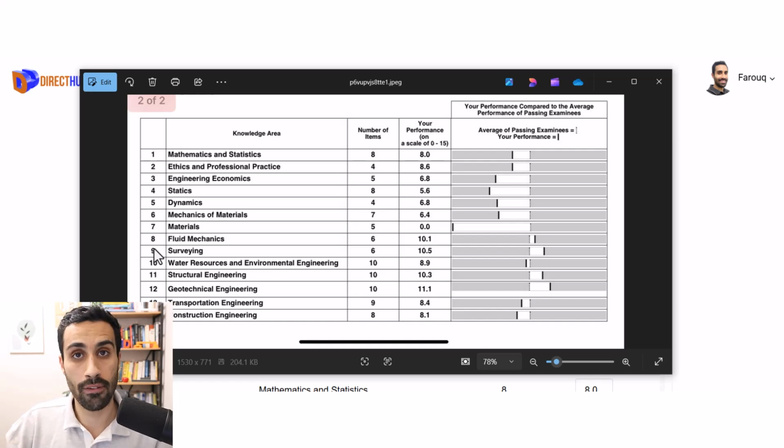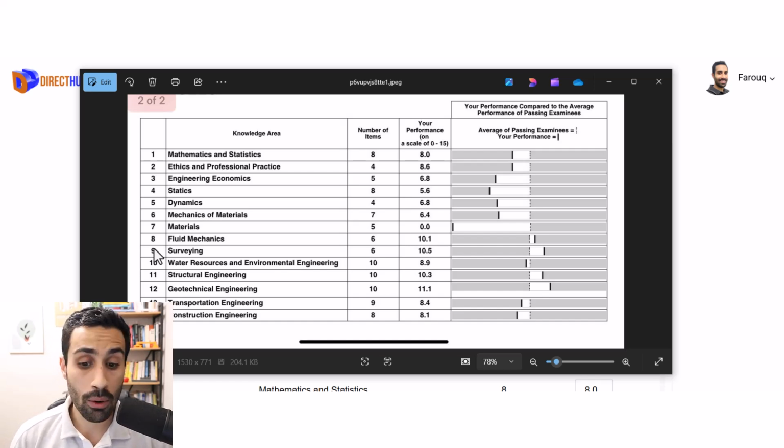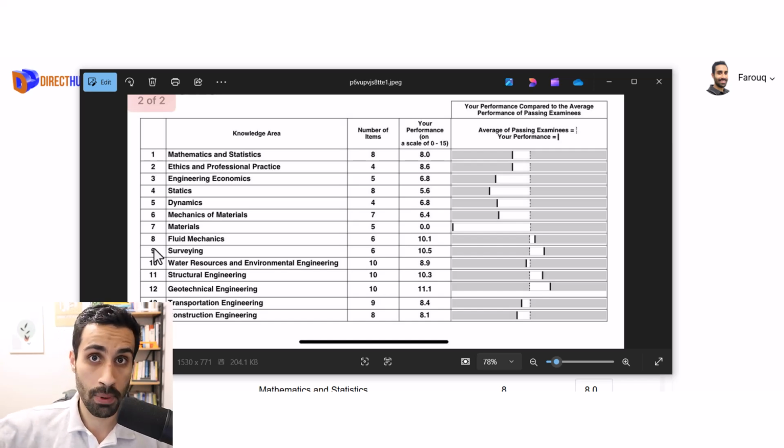1 through 9 is the first half, first section for the civil FE. They did good on fluids and surveying for this, but that wasn't enough to get them enough correct answers to hit the passing score.